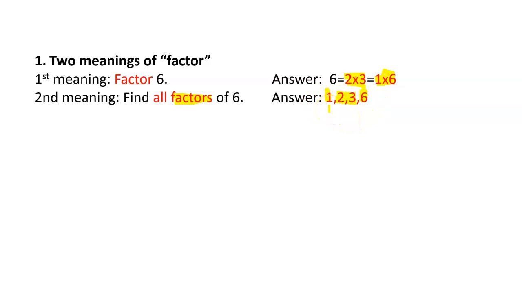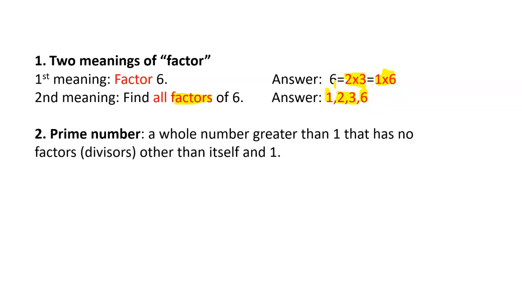So again, a factor is usually smaller. The largest factor could be the number itself, but for most of them you can see 1, 2, 3, they're smaller than 6. All right, so next we're going to talk about prime numbers.